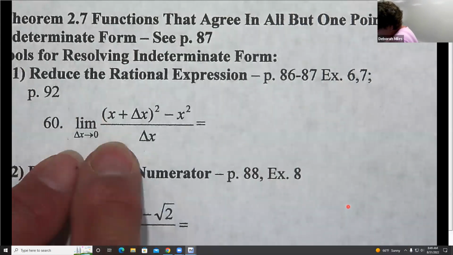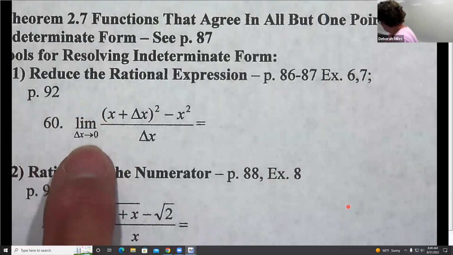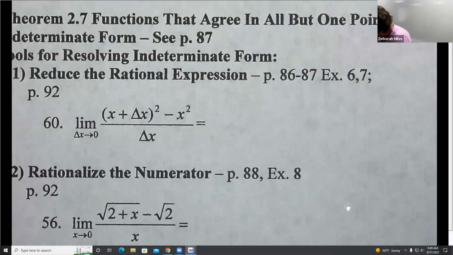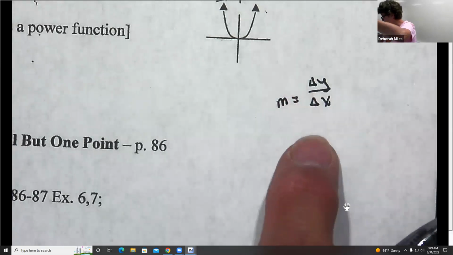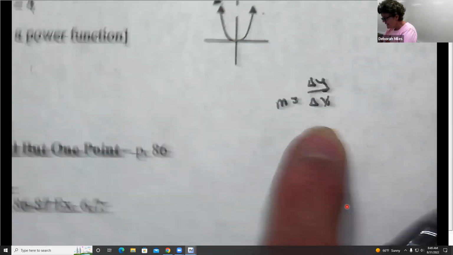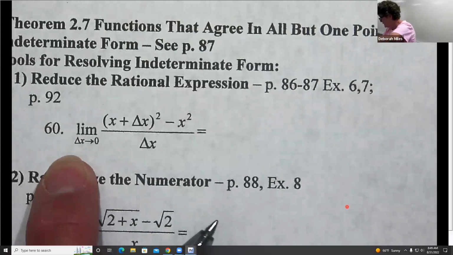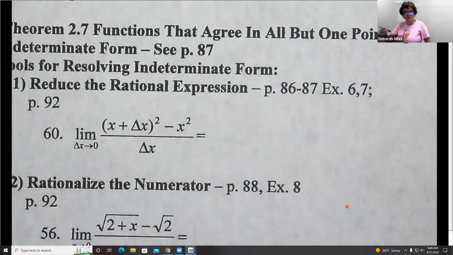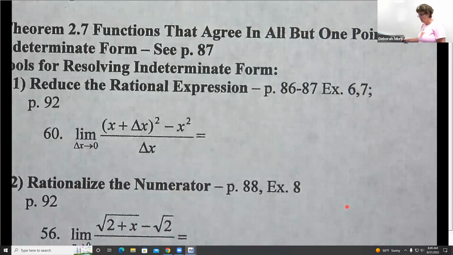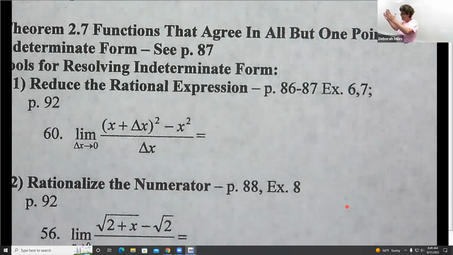But number 60 says the limit as delta x goes to 0. Have you ever seen the slope formula written as delta y over delta x? Delta y is the difference in two y values. Delta x is the difference in two x values. So delta x is a distance between two x values. And this limit is saying as that distance gets closer and closer to 0. In other words, as the two x's get closer and closer to each other.